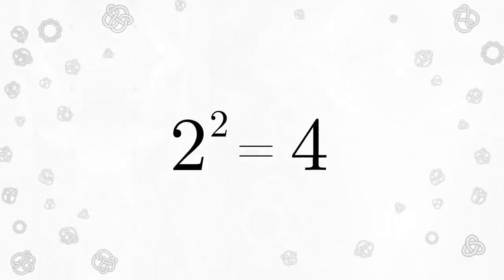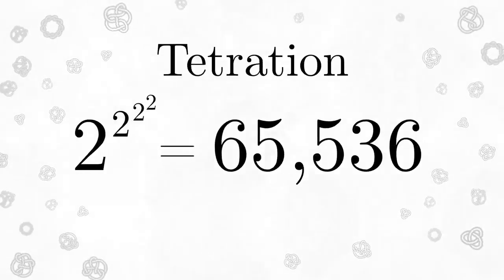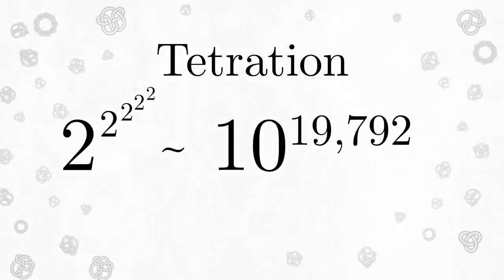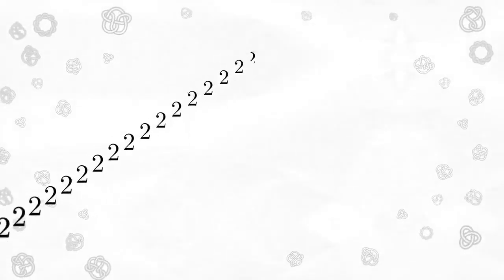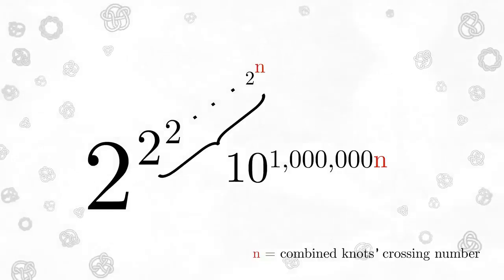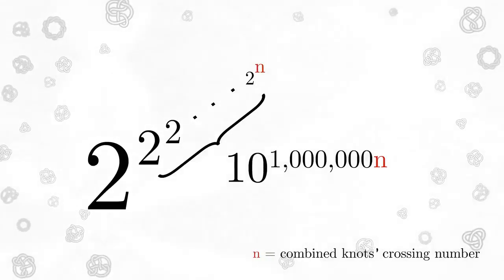First, raise 2 to the second power, then raise that to the power of 2 again. This operation is called tetration, and it grows fast. Now keep doing it until you have raised 2 to itself 10 to the million n times. Cap it off with n again. This is easily the largest number we have ever shown in a video.